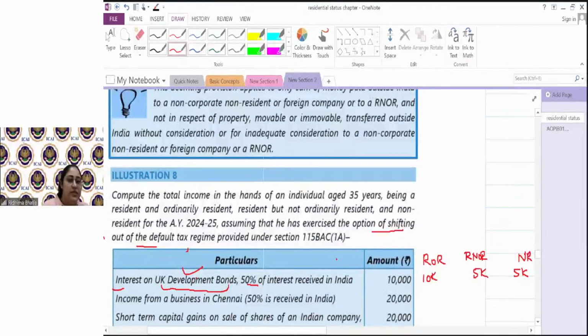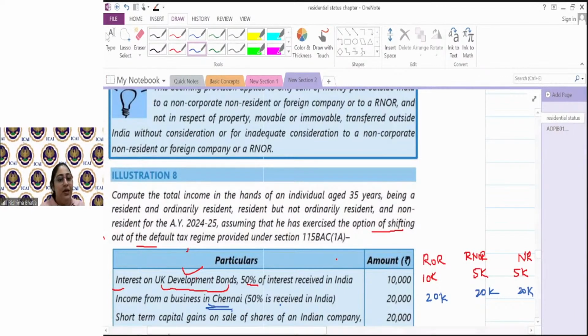Next, income from business in Chennai, 50% is received in India. Source is in India itself. Total amount would be taxable in everyone's hand. सबसे पहले you have to see whether the income is accrued or not in India.